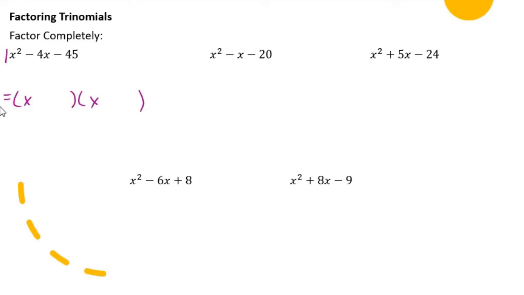This time, a little bit different. I need to worry about these negative signs. I need two numbers that, when I multiply them together, give me negative 45. When I add those two numbers, they have to give me negative 4. So I can think of 45.